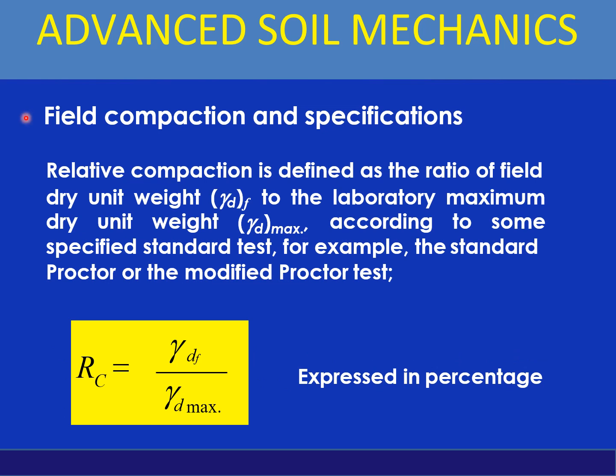Field compaction and specification. Relative compaction is defined as the ratio of field dry unit weight to laboratory maximum dry unit weight, that is gamma d max, according to some specified standard test. So this is the formula for the relative compaction.